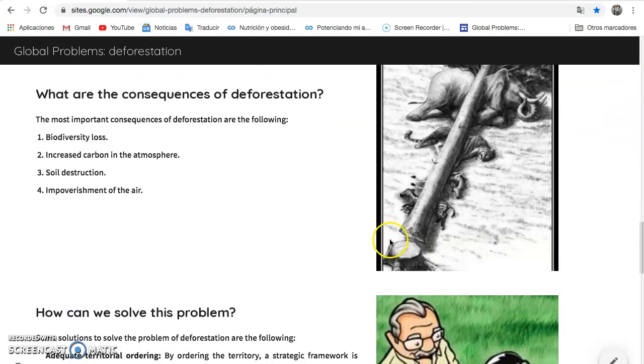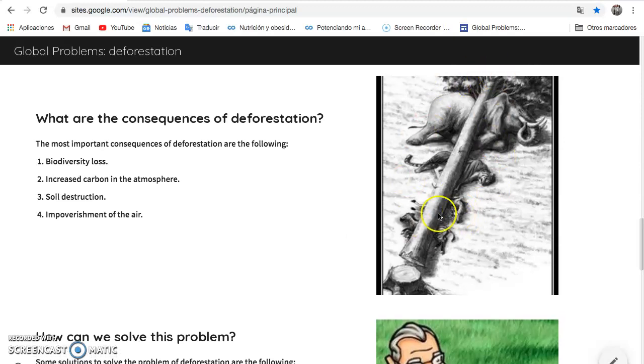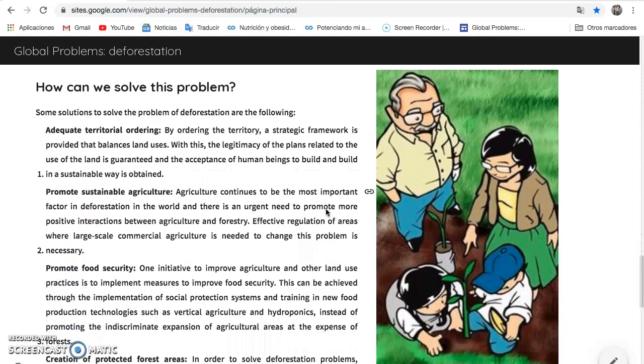The next part wasn't mandatory, but I consider it very necessary to mention the consequences of this global problem. The most important consequences of deforestation are the following: biodiversity loss, increased carbon in the atmosphere, soil destruction, etc. The next part is solutions to this problem.